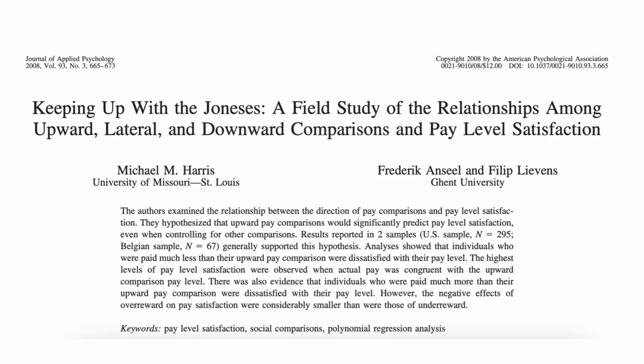For example, in an article titled Keeping Up with the Joneses, a field study of the relationship among upward, lateral, and downward comparison and pay level satisfaction, published in Journal of Applied Psychology in 2008, researchers examined how employees' satisfaction with their pay was influenced by comparing themselves to others at different levels in an organization. The study focused on three types of social comparison: upward, lateral, and downward comparison.